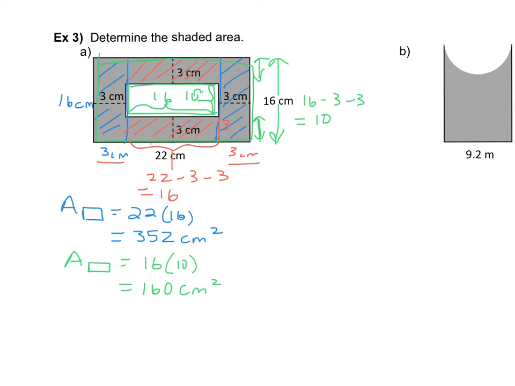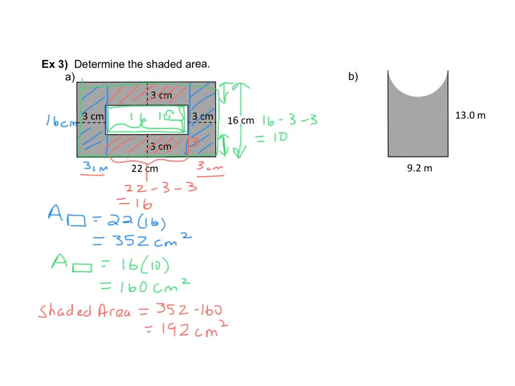So then my shaded area would be the difference between those two things. So 352 take away 160, and that leaves me with 192 square centimeters. So again, you could have broken it into the rectangles that I talked about at the beginning, which would have been 4 rectangles of 16 by 3, or 4 times 48 should also have given you 192 for that one.